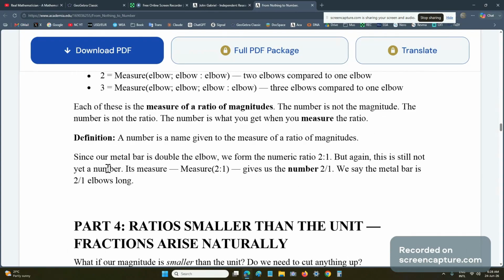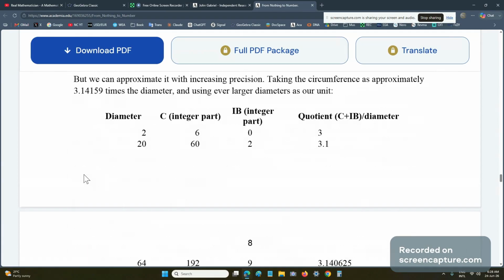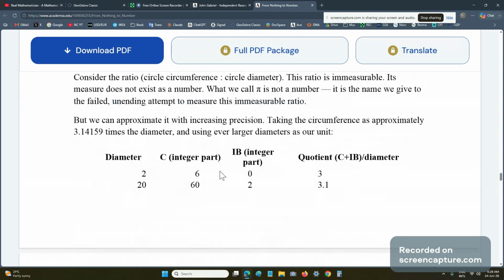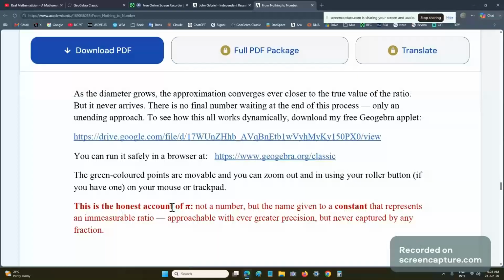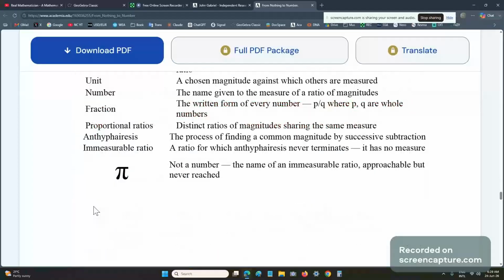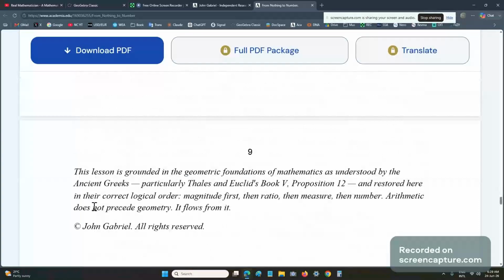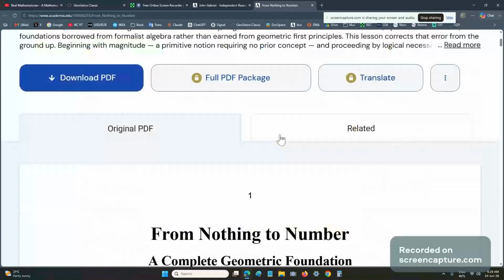I even give you a table showing you how we approximate these values. So this is the table, okay? And what I do is I put the values of the diameter, the circumference, the little part that can't be measured, and I show you the calculation on the side here, right? So this is a very important article. It's only about 9 pages long. I would suggest you print it out, study it, not once, not twice, but many, many times. If you want to know what a number is, this is the only way, by the way, from nothing to number.